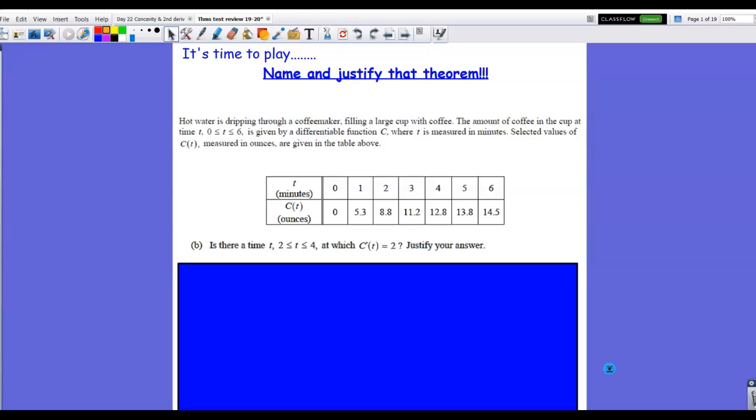This is the video for the test review problems for our test on theorems and some first and second derivative stuff, inverse functions. We'll take a look at the list of topics for the test. But what I'd encourage you to do, for you folks who are in my class, is to pause the video right now, take a look at this problem.